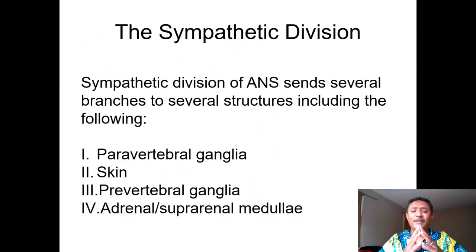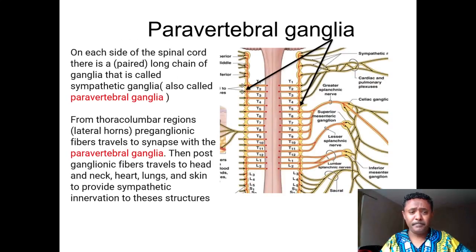Now, the sympathetic division of the autonomic nervous system sends several branches to several structures, including the following. This is what we are going to focus on in the next few minutes: the para-vertebral ganglia, skin, pre-vertebral ganglia, adrenal or suprarenal medulla, or medullae, because there are two. I would like you to differentiate between the para-vertebral ganglia and pre-vertebral ganglia. Now, let's start with this para-vertebral ganglia.